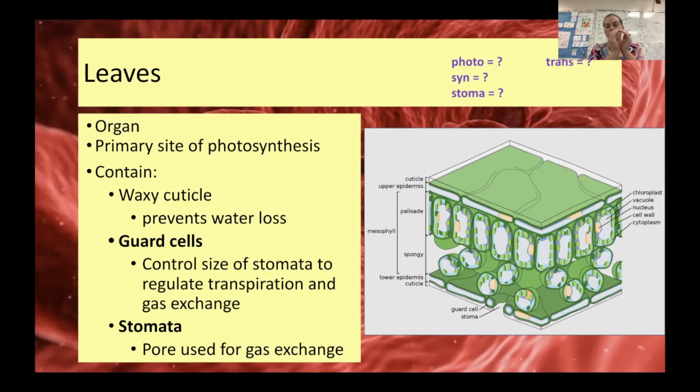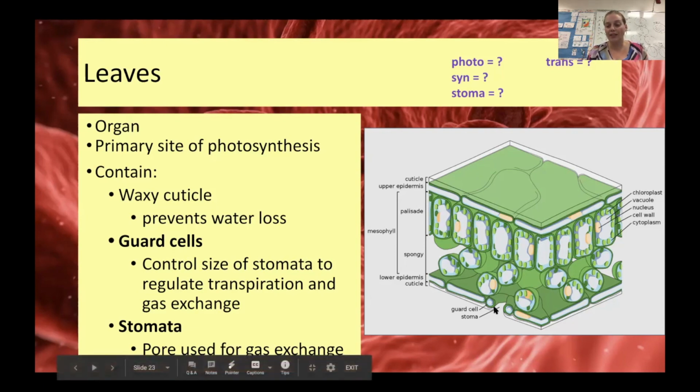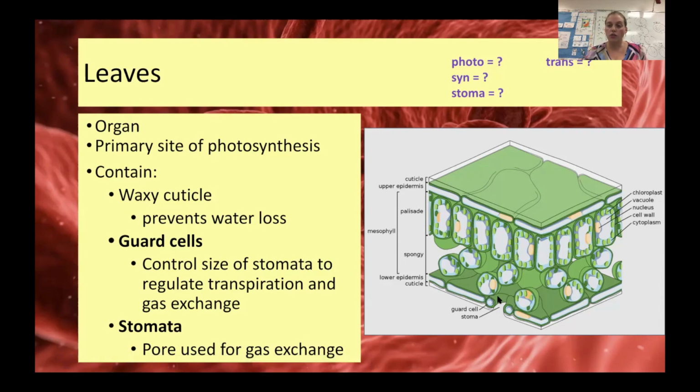However, when there's not a lot of water present, those guard cells are going to lose water and start to shrink. And as they shrink or flatten out, they're going to close off that stoma and that's going to prevent water loss from the plant in times where there isn't much water available. Of course, this is also going to prevent gases from moving between the inside and the outside of the plant. So droughts are really going to slow down photosynthesis.